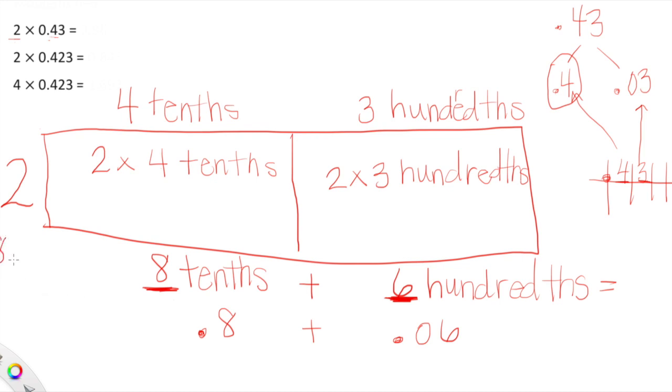One way to do that is to put them on our place value chart. 8 tenths plus 6 hundredths. Let's add up what we have in each column. Nothing plus 6 is 6. Nothing plus 8 is 8. So 8 tenths plus 6 hundredths is 0.86, or 86 hundredths. Let's check out another one.